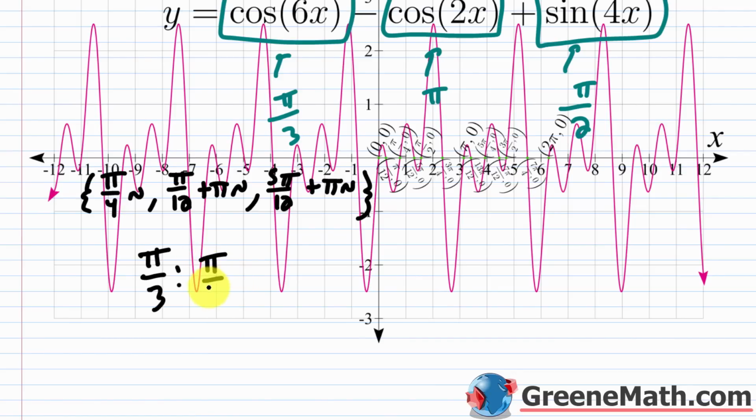So times 1, it would just be pi over 3. And then times 2, it would be 2 pi over 3. And then times 3, it would be 3 pi over 3, which of course is just pi. And then we could just do one more. So times 4, it would be 4 pi over 3. Let me put a border.